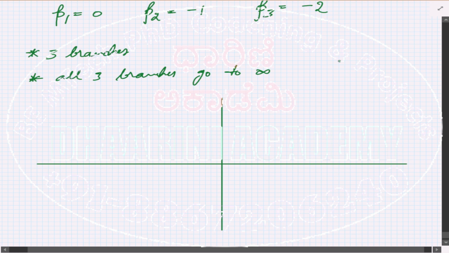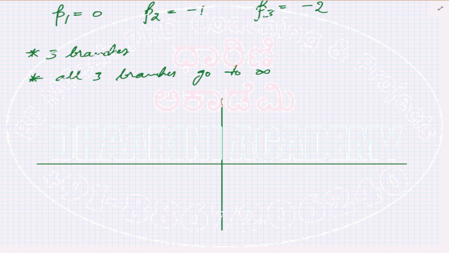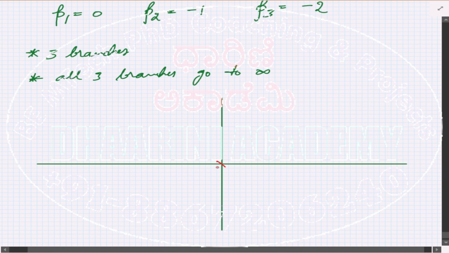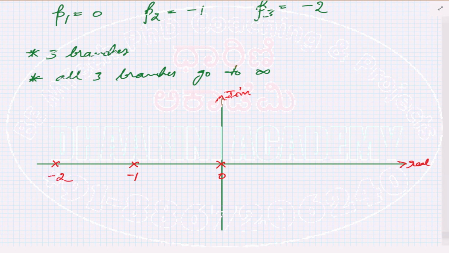Now let's mark the poles and zeros. There is a pole here at 0, and maybe this is at -1 and this is -2. This is the real axis, this is the imaginary axis of s. So what's the next step? Can you recall?